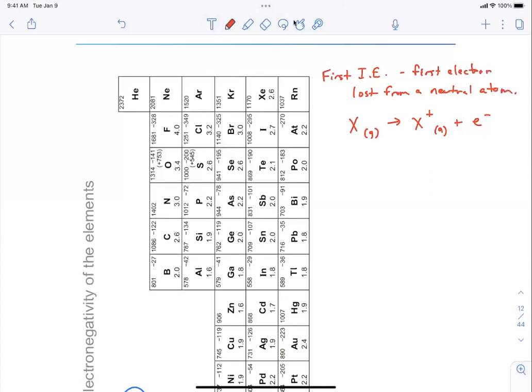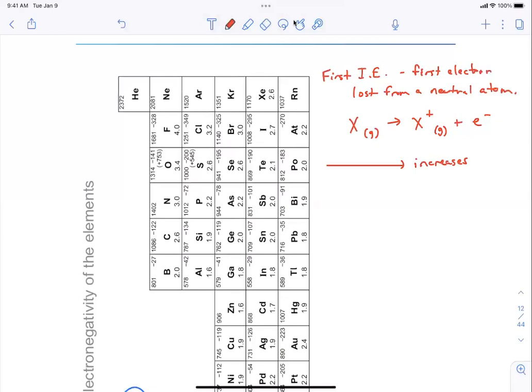So the general trend is as you go across, it increases because the increase in protons in your nucleus creates a greater attraction for those valence shells. Alexandra. Well, next to the S plus, is that a G? Yeah, it's a G.